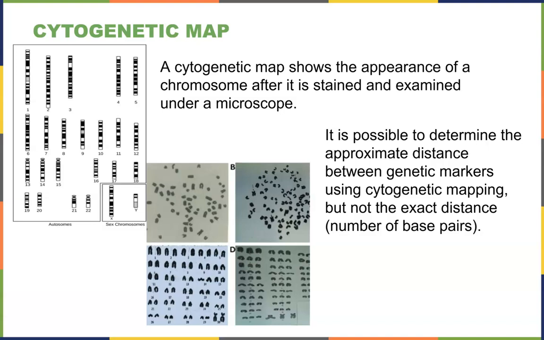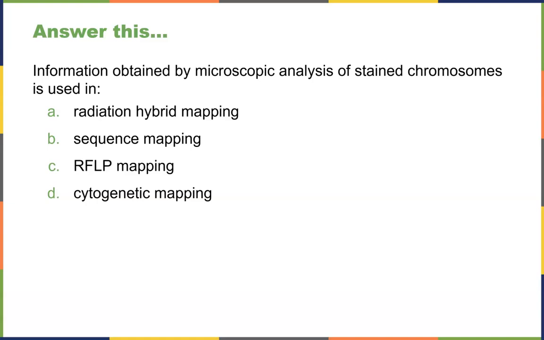So it's possible to determine approximate distance between genetic markers using a cytogenic map, but maybe not the exact distance, right? We could say they're pretty close together, but we can't say the exact number of base pairs, so we can't count that. So answer this question: information obtained by microscopic analysis of stained chromosomes can be used in, should say D there for your answer.